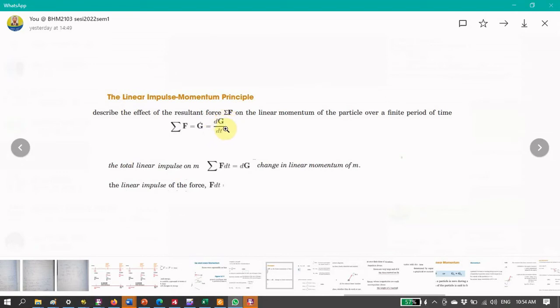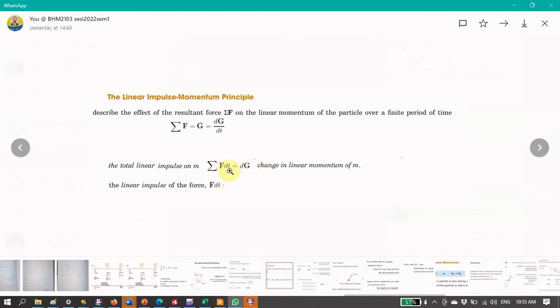So we can rearrange the equation and place the time duration, the period of time, on the left-hand side. So we obtain the total linear impulse, right? When we have a summation of force multiplied by the period of time that all these forces act on the particle, it will give us the change of linear momentum of that mass.